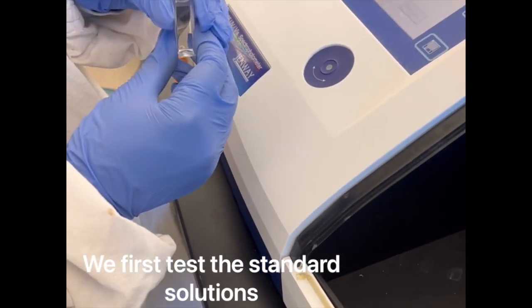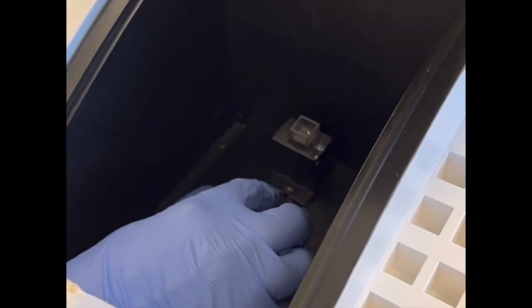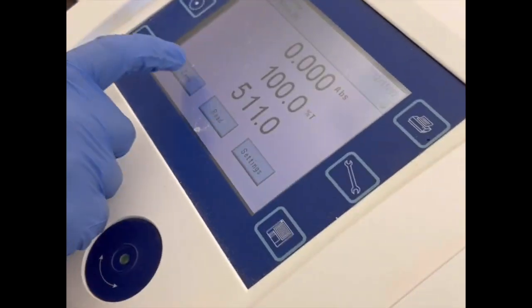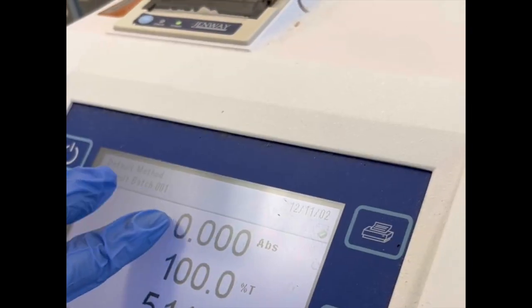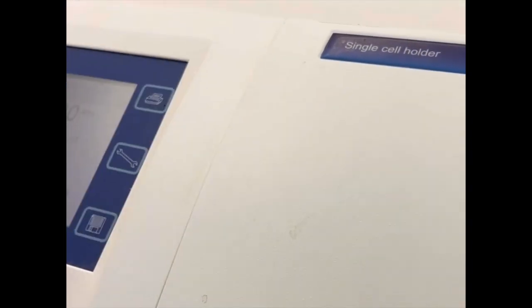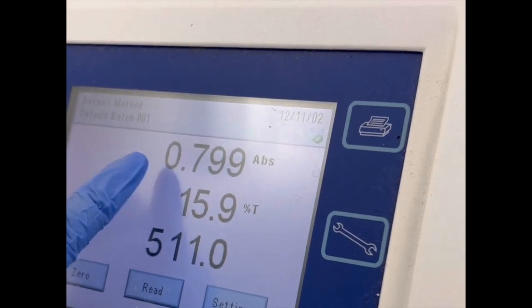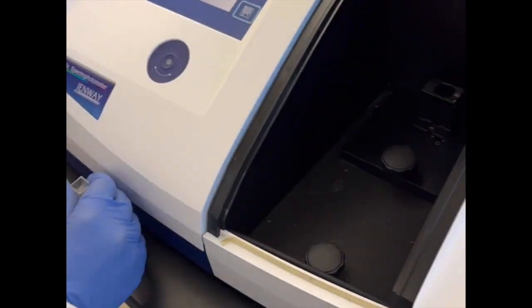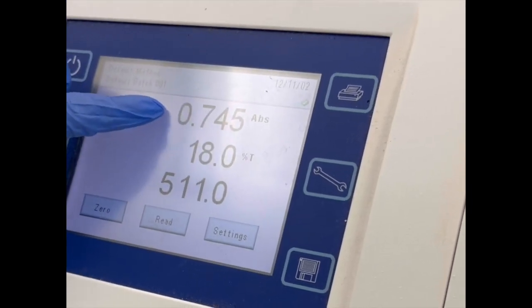To test our sample solutions, we first have to add our blank solution. Every time you run a sample, you want to add your blank solution. As you can see, we are running it at 511 nanometers. There is 0 absorbance in the blank solution. We take this blank solution, replace it with our sample, and now we can run the solution. This sample has an absorbance of 0.799. We repeat this process for each standard solution. This will give us a straight-line graph that will show us the absorbance at each concentration.